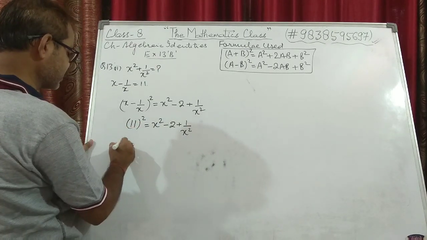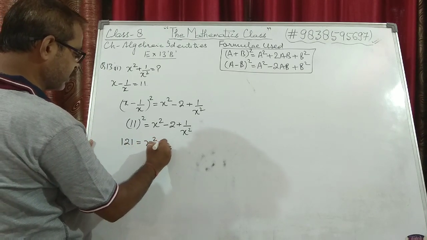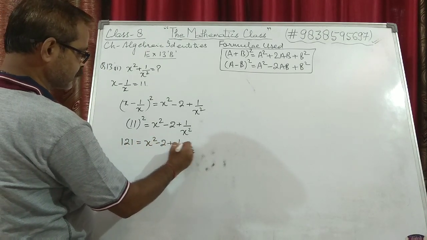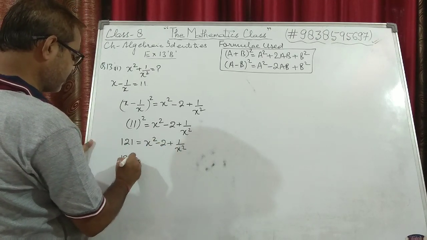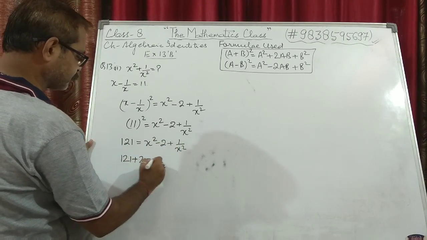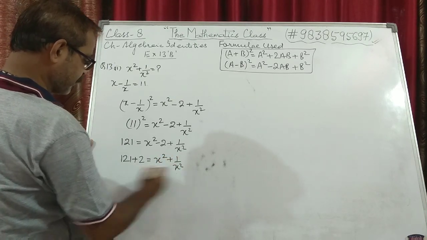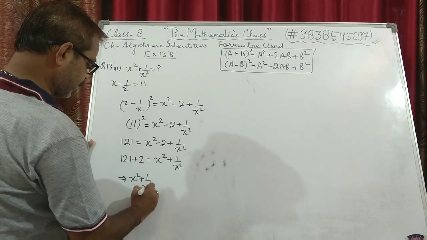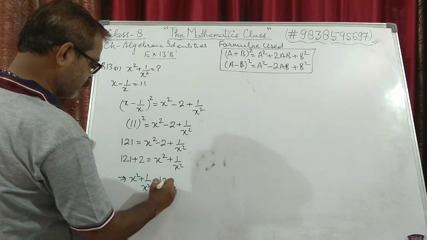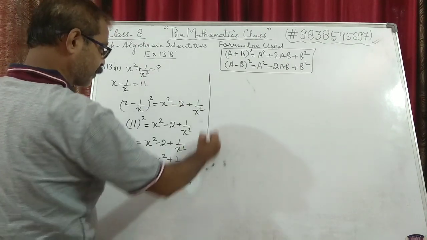First, 11 square is 121, which is equal to x square minus 2 plus 1 upon x square. Minus 2 comes to the side. So 121 plus 2 is equal to x square plus 1 upon x square, which implies that x square plus 1 upon x square is equal to 123. That is the final value.